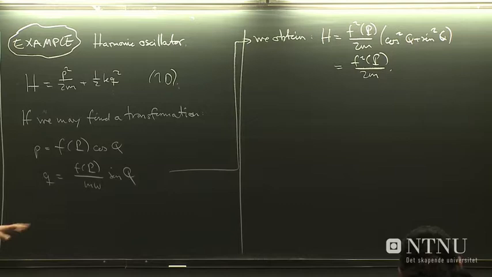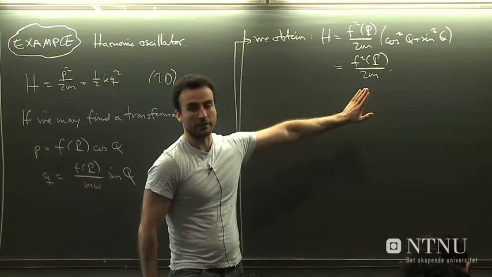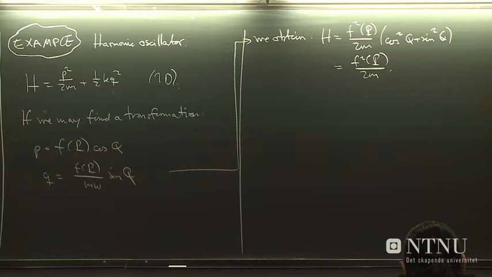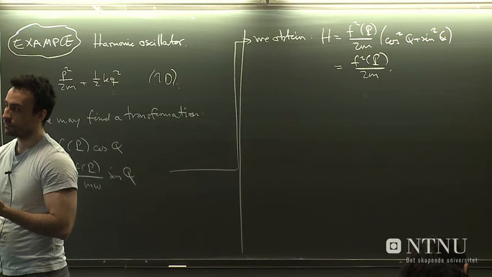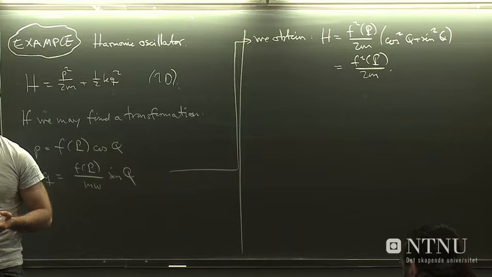So why is this good? Well, do you see an advantage of this Hamiltonian compared to what we started with? Is there any qualitative difference between them? So this one depends on small p and small q, whereas this one depends on large P. So what does that mean for the coordinate large Q? It's then a cyclic variable.